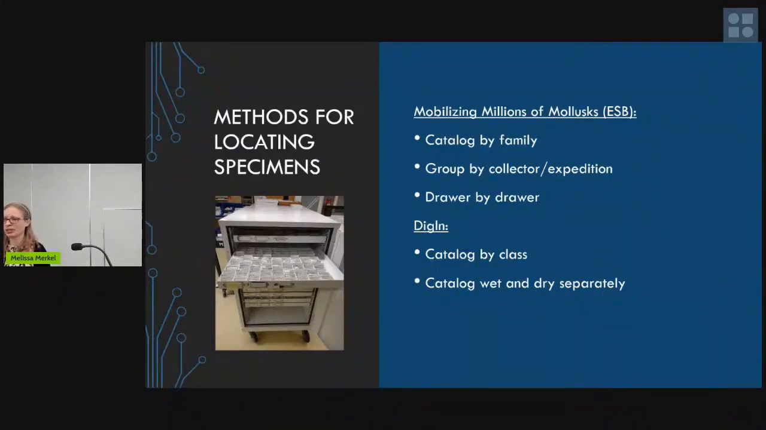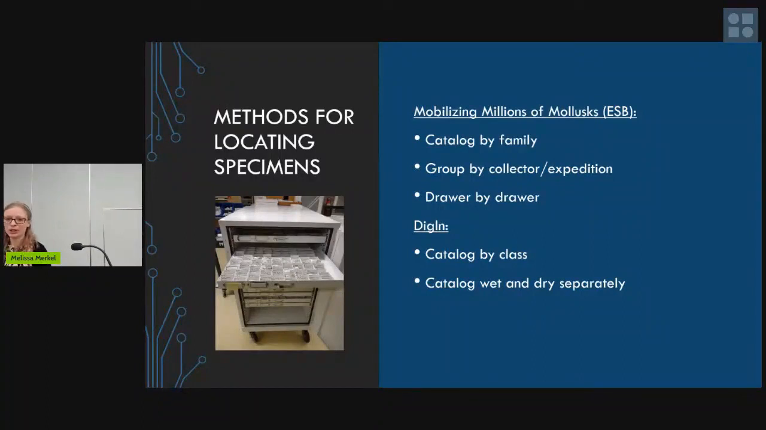Our next step is going to be looking for those stragglers, and we are going to have to go drawer by drawer. Hopefully we'll be able to use the help, and have already started using the help, of museum workers who may not have expertise specifically in malacology but are able to extract a lot of the data from the labels for us and also help us find these specimens in our collection. In terms of DigIn, we've decided to catalog class by class.